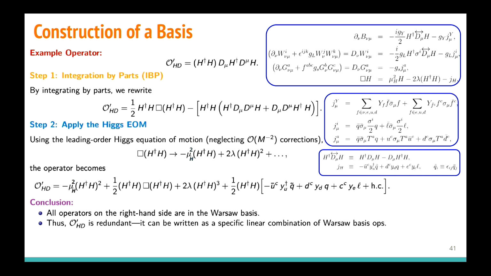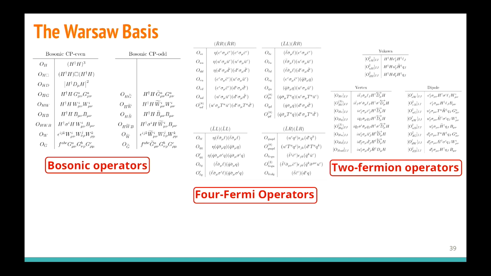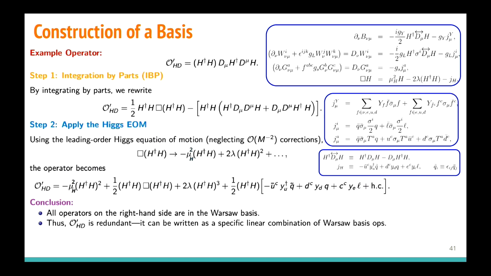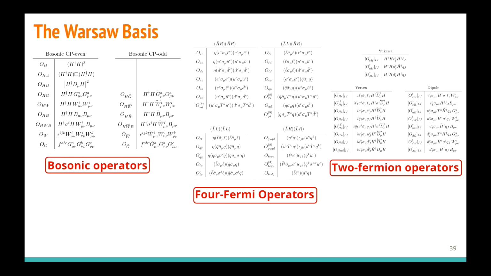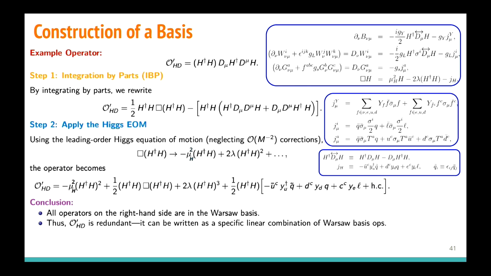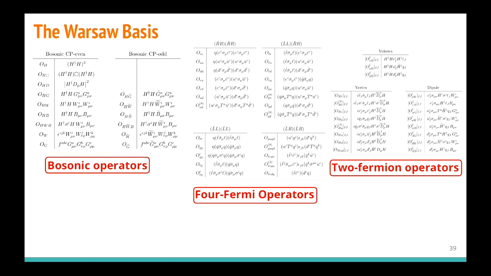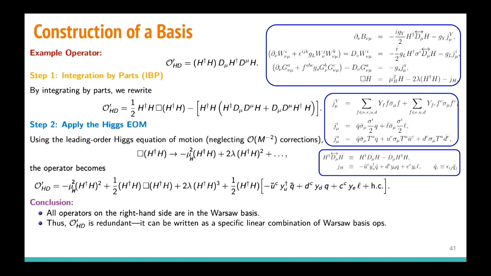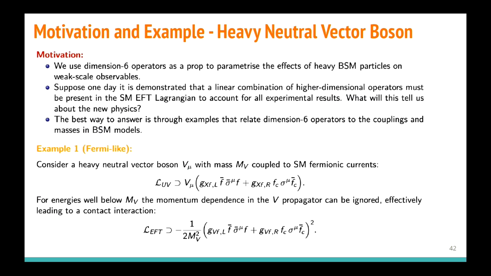So this operator O_HD prime basically becomes this mass term (H^dagger H) squared, and then we have all of these other operators. If we go back, all of these operators, H^dagger H box H^dagger H, and (H^dagger H) whole cube, are there in the Warsaw basis. So this operator can be traded off for all these operators in the Warsaw basis, rendering it redundant. I just want to give an example, and I can stop now.